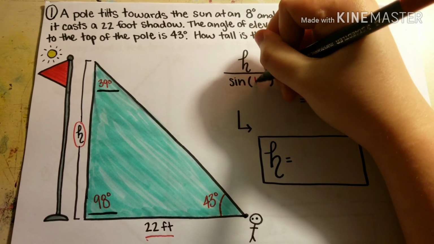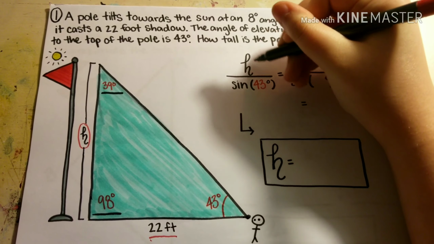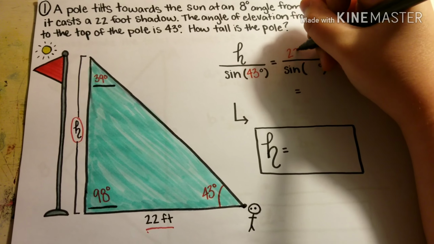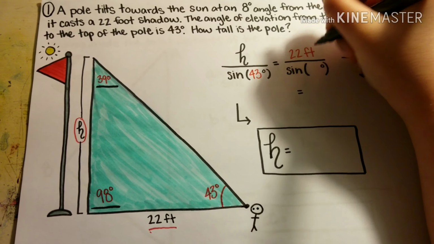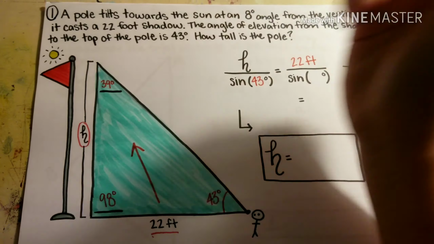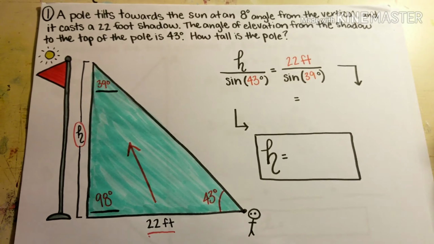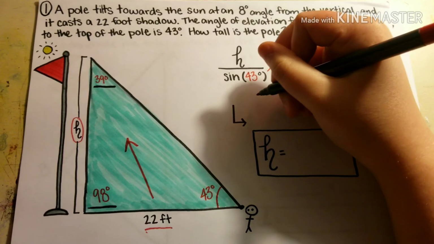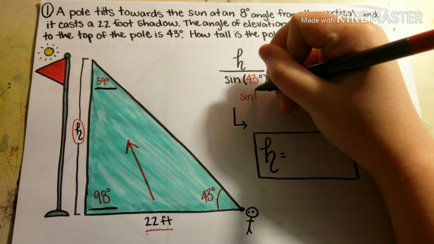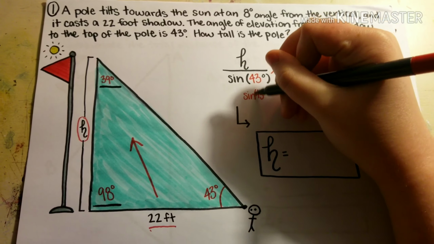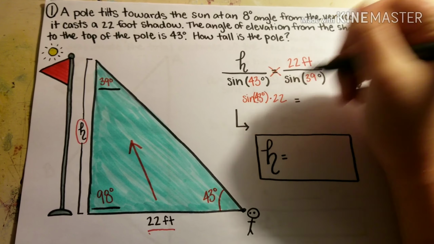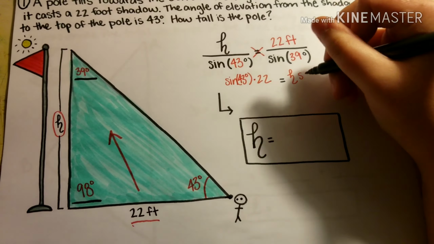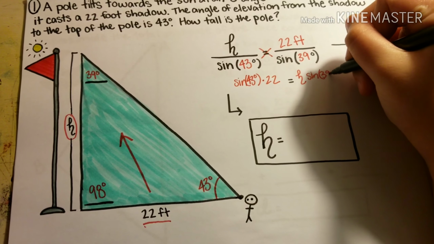So you would put 43 degrees here to find that height of h. And you already have a length, so we can put 22 feet there. And then this corresponding angle is the 39 degrees that we just found. So then you would cross multiply those, and that gives you sine of 43 degrees times 22, and h times sine 39 degrees.